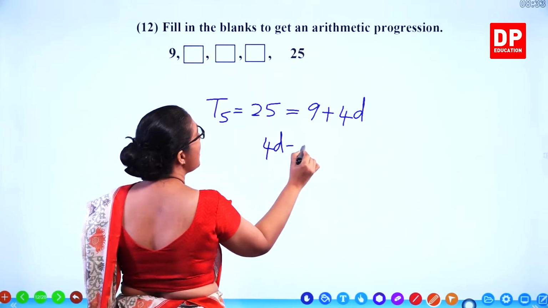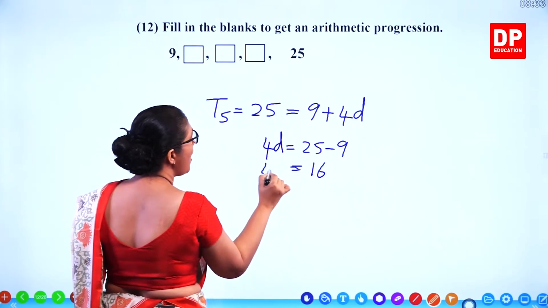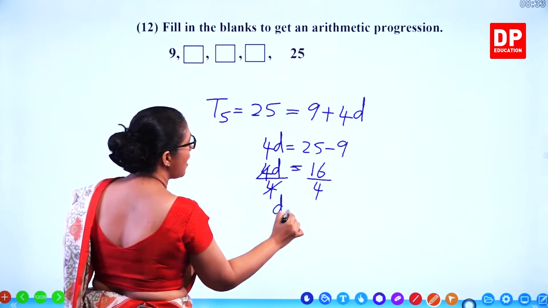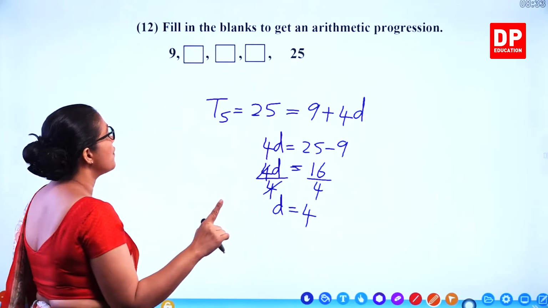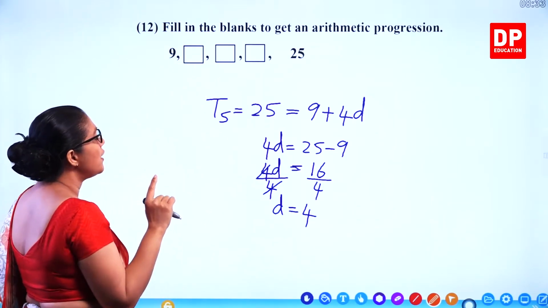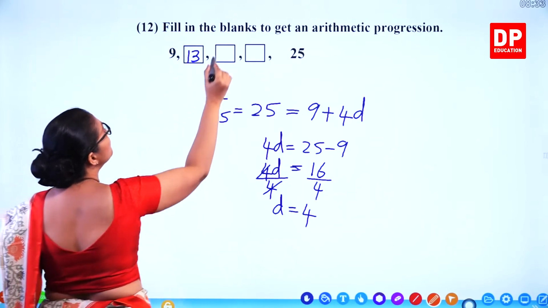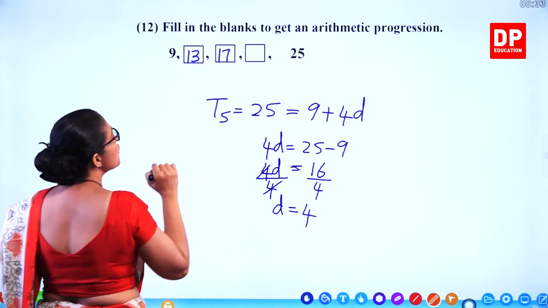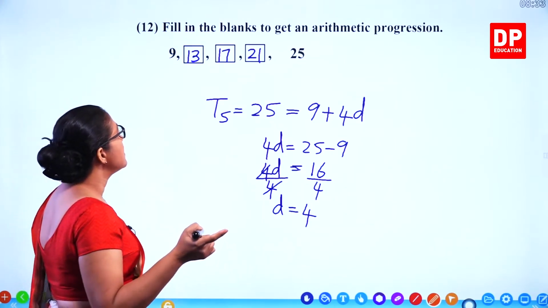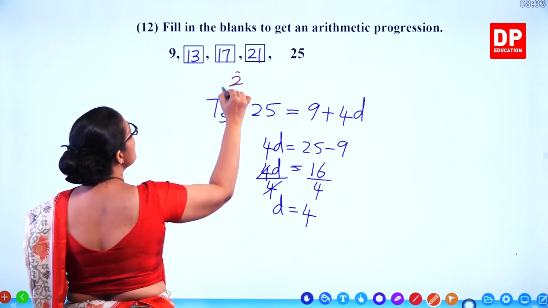4D is 25 minus 9, 16. Divide by 4. What do you get? D becomes 4. We know the difference is 4. You can add 4. So what are the values? 9 plus 4, 13. 13 plus 4, 17. 17 plus 4, 21. 21 plus 4, 25. So 13, 17 and 21. So you get 2 marks for that.